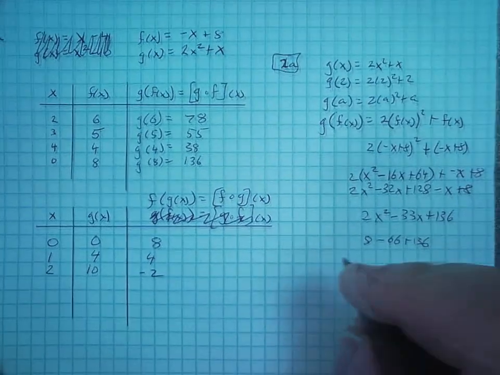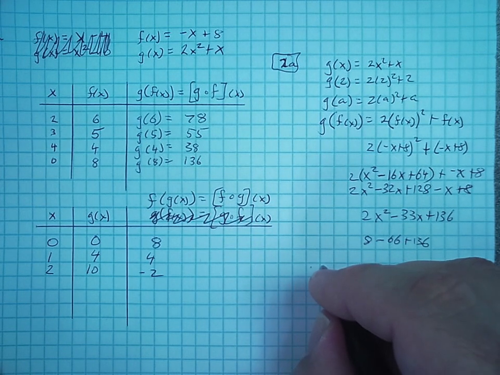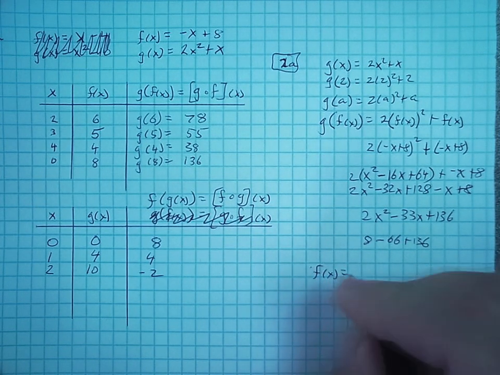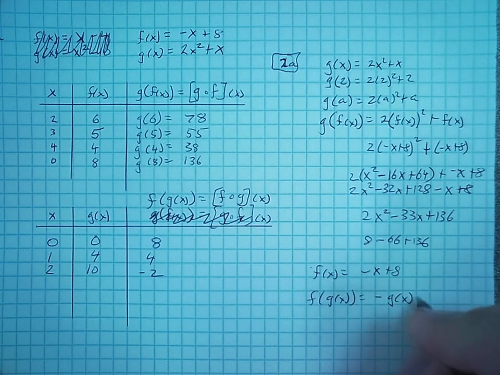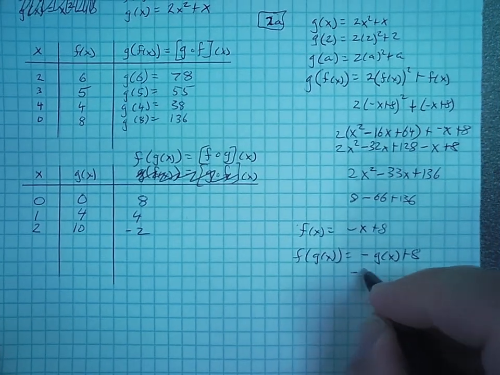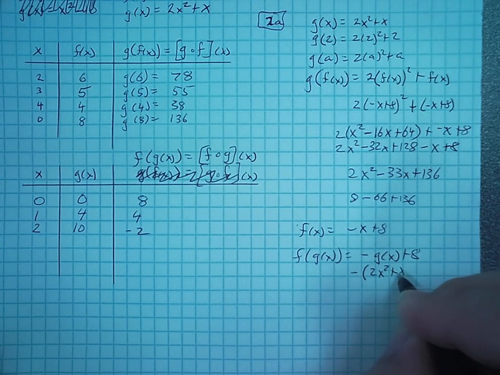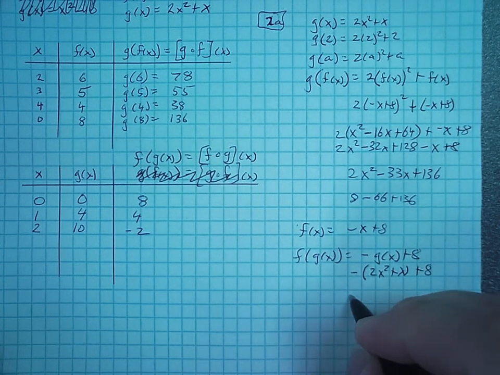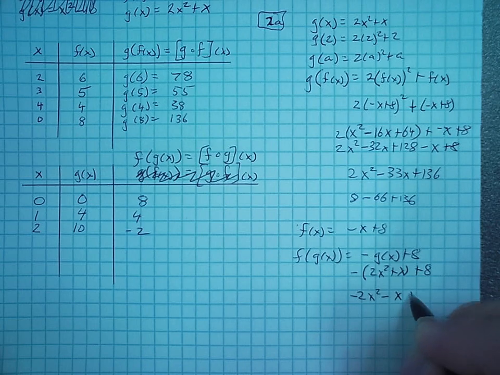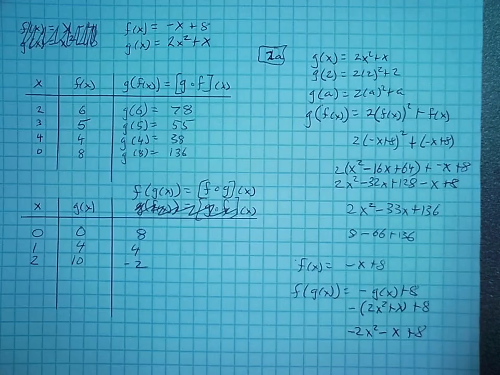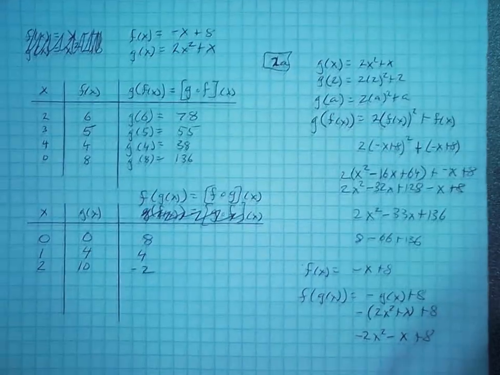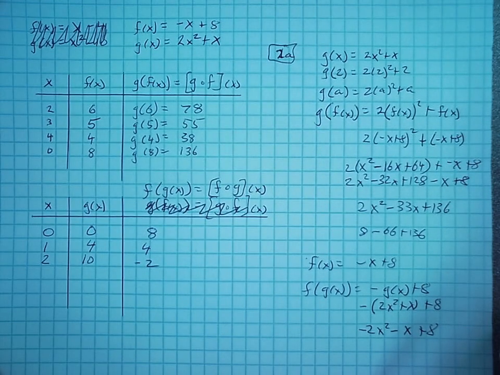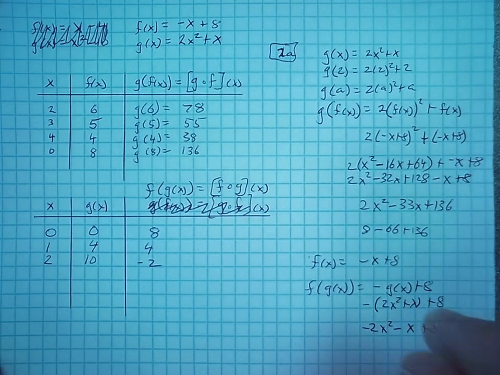I can do it the other way around. F of x is negative x plus 8. So f of g of x is negative g of x plus 8, which is negative 2x squared plus x plus 8, or negative 2x squared minus x plus 8. So I can combine them singly, like in a table, and I can also combine the equations to get a new function that handles my composition for me.